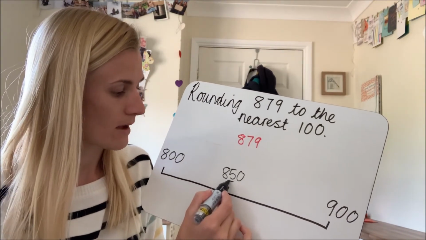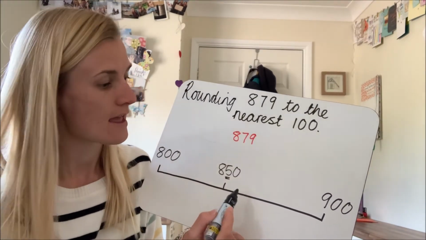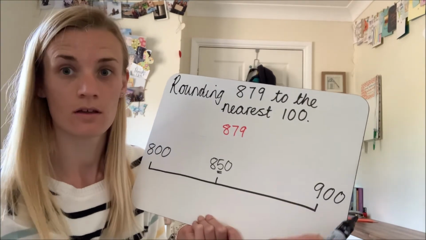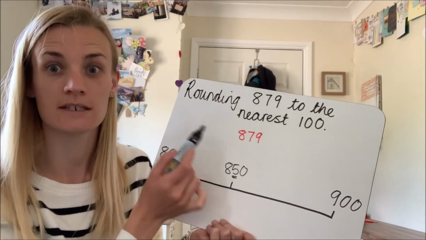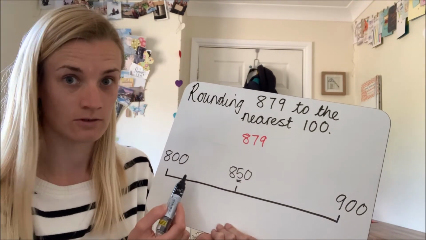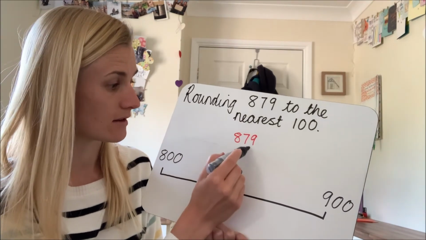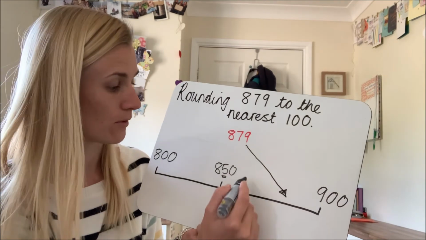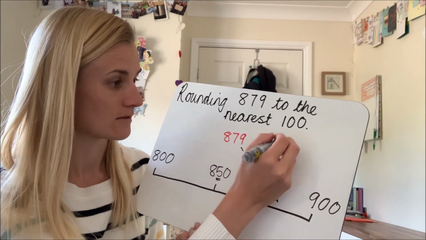So if I've got my 5 in my tens and I'm rounding to the nearest 100, anything in this section is going to round up to 900. Anything in this section is going to round down to 800. And my number happens to be 879, so we'd pop it about here. Therefore, it's going to round up to 900. So that's my answer.